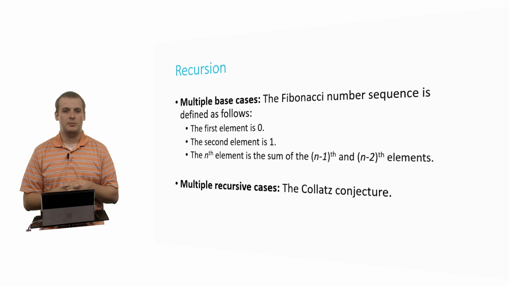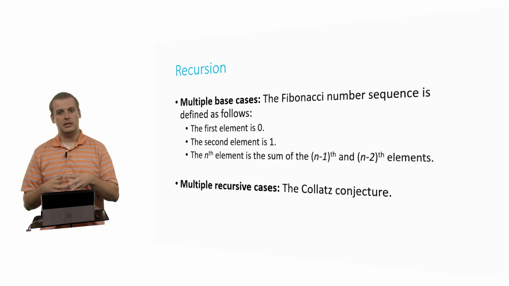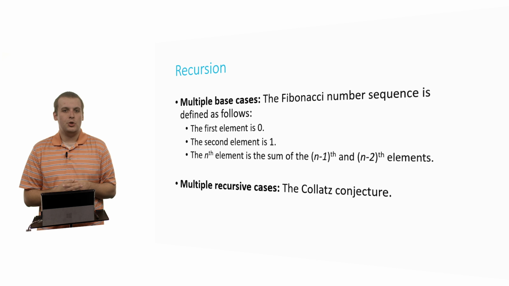So the third element would be 0 plus 1, which is 1. And then the fourth element would be the second element, 1, plus the third element, 1, and that would be 2, and so on and so on. So in this case, we have 2 base cases.